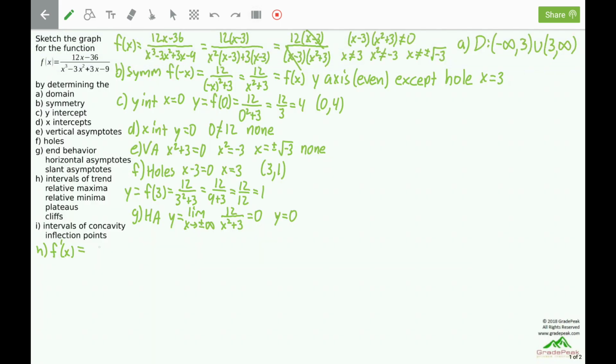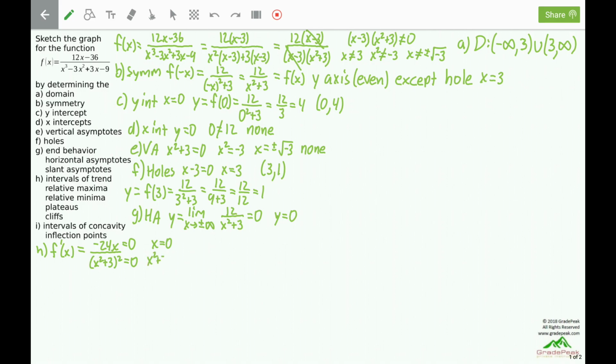So f prime of x equals negative 24x divided by x squared plus 3 squared. We have the first derivative written as a single fraction. All powers are positive, and it is fully factored. So we can set the numerator equal to 0 and the denominator equal to 0 and solve for all x's. From the numerator, if we divide both sides by negative 24, we get x equals 0.